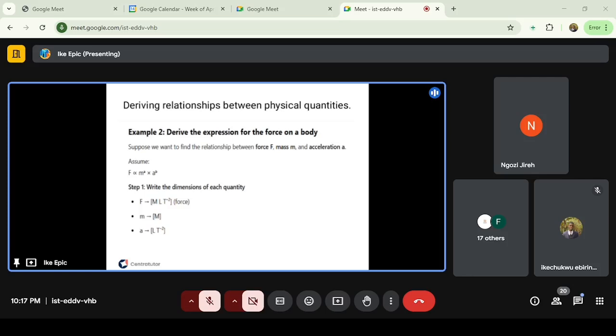What it means to derive the relationship for physical quantities is this: for some equations, you have something like S is equal to UT plus half AT squared, and you did not know whether it is T squared or T cube or something like that. You could use dimensional analysis to determine the power on each of the parameters present in an equation or in an expression. So that's what this is trying to talk about.